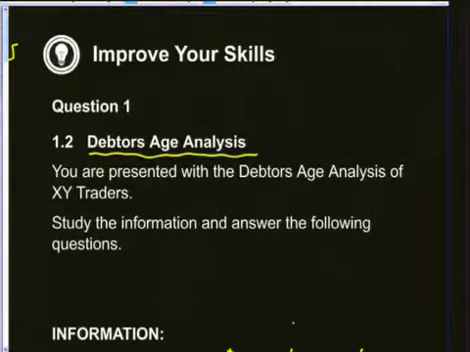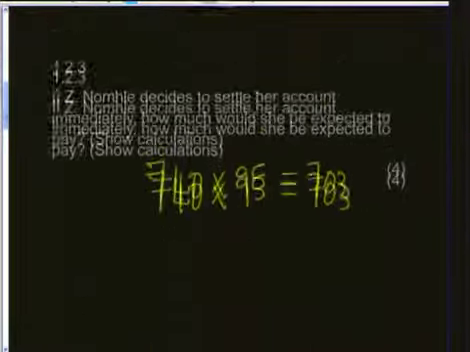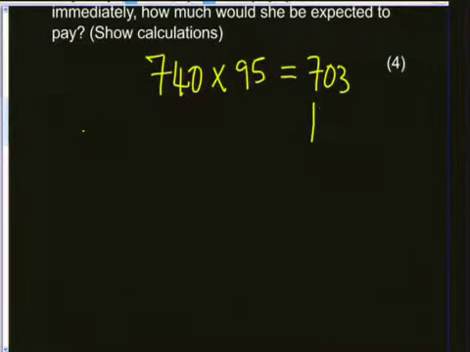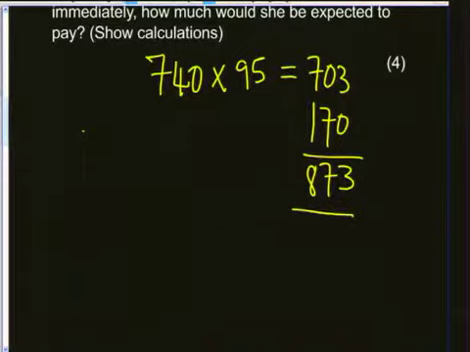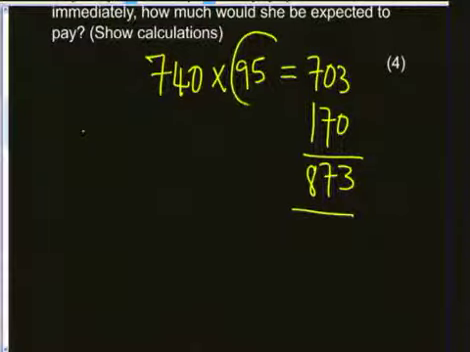And the other amount that's outstanding is an amount of 170 Rand. So therefore, we add 170 Rand, and we don't need a calculator for this one. Total 873. So if Nomhle was to settle her account immediately, what amount would we receive? We'd receive the current amount, which is subjected to the 5% discount. Can you see that?